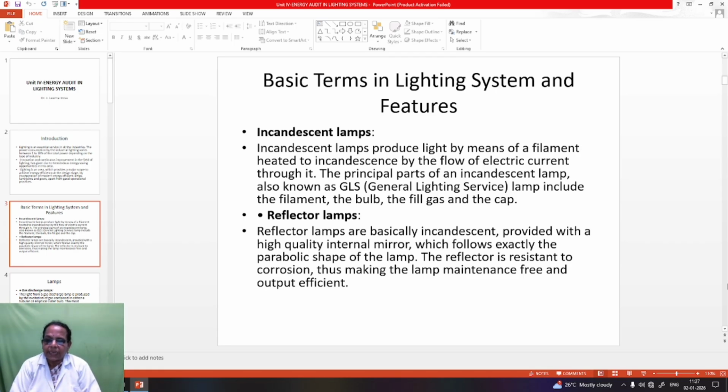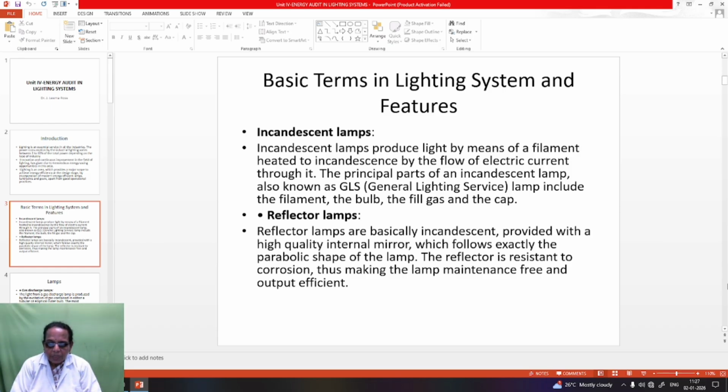Basic terms in lighting system and features. Incandescent lamp. An incandescent lamp produces light by means of a filament heated to incandescence by the flow of electric current through it. The principal parts of an incandescent lamp, also known as GLS, that is General Lighting Service lamp, include the filament, the bulb, the fill gas and the cap.